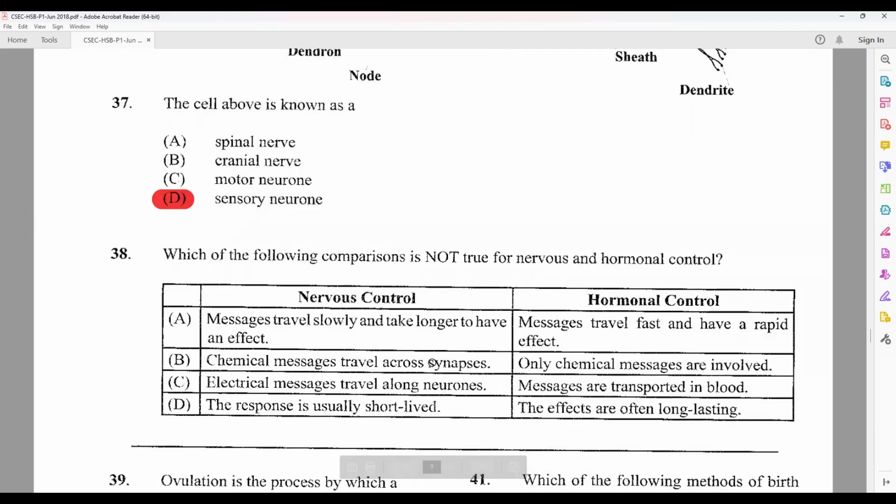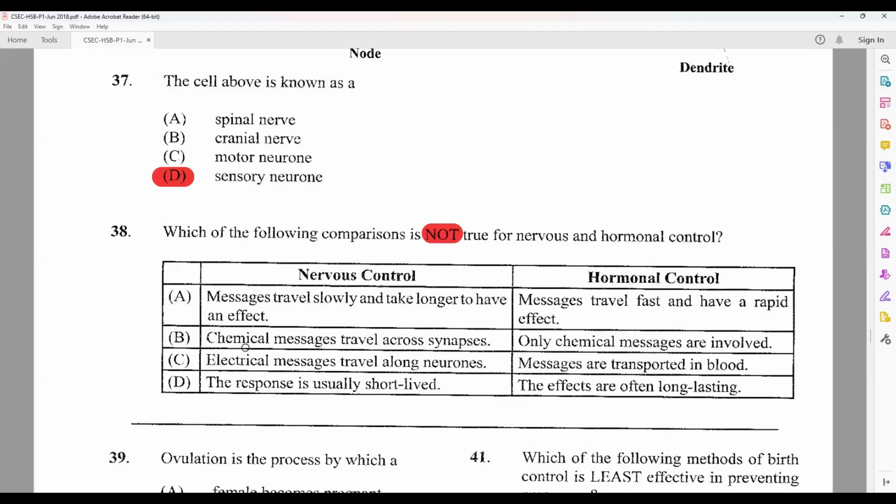Which of the following comparisons is not true for nervous and hormonal control? That not being highlighted. Messages travel slowly and take longer to have an effect. That is not true. Messages travel fast and have a rapid effect. That's not true. So A is the answer.